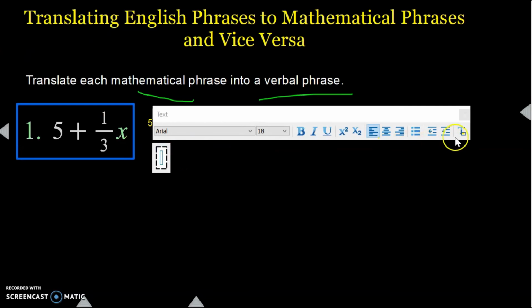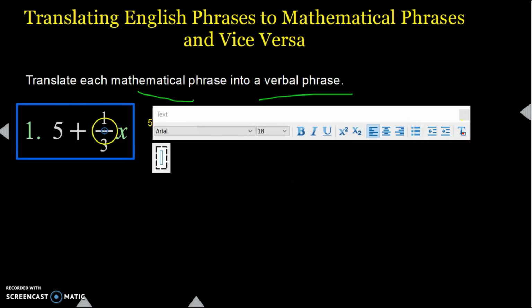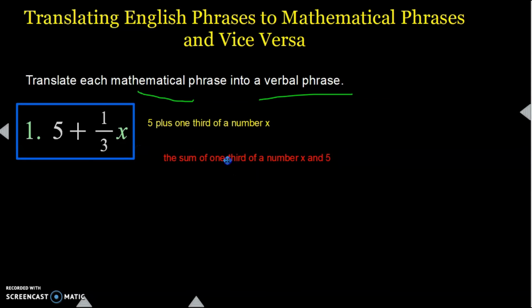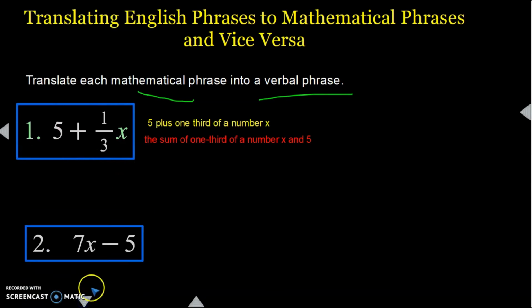Pwede rin dahil addition yan, you can also focus on the operation addition. You could just simply say, the sum of 1/3 of a number x and 5. Pwede rin yan. So, marami pa kayong pwedeng ibigay dyan. 5 increased by 1/3 of a number x. Okay? So, maraming pwedeng maging sagot. Let's move on to the next one.